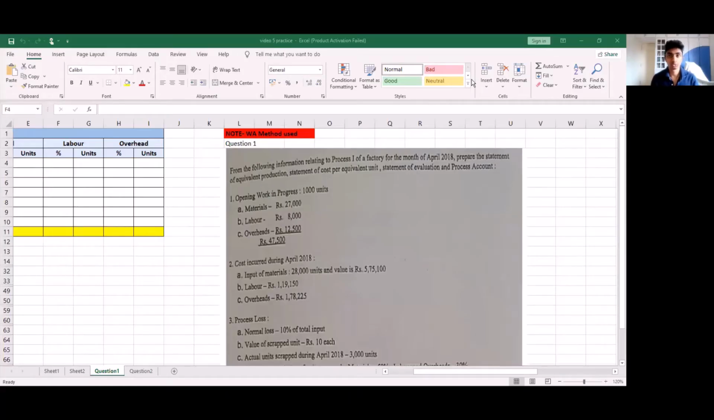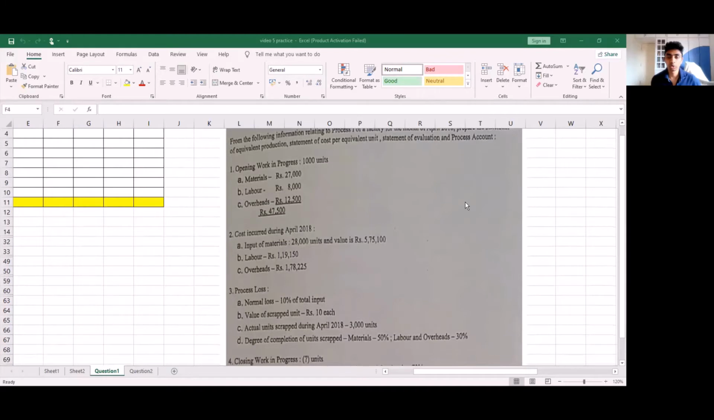Here we have question 1. Let's first read the question. From the following information relating to process 1 of a factory for the month of April 2018, prepare the statement of equivalent production, statement of cost per equivalent unit, statement of evaluation and process account. Opening work in progress 1000 units, material rupees 27,000, labor rupees 8,000, overheads rupees 12,500, and a total of 47,500.